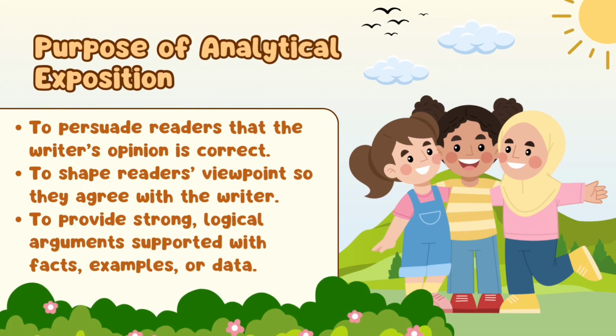What is the purpose of analytical exposition text? The analytical exposition text has several important purposes. The first one, it aims to persuade readers that the writer's opinion is correct. Second, it tries to shape readers' viewpoints. Third, encouraging them to agree with the writer. And the last one, it presents strong and logical arguments supported with facts, examples, or data to make the opinion more convincing. Therefore, analytical exposition does not just express opinions, it also analyzes and explains them in depth.